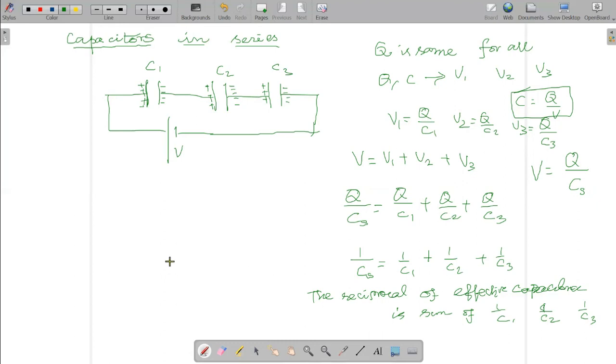And one more important thing you should understand: the effective capacitance is lesser than C1, C2, and C3. It is lesser than the individual capacitors. It will be less than C1, less than C2, less than C3, less than all of them, because they are connected in series. Since you know the formula, because of taking reciprocals, the effective capacitance is lesser than the least value of the individual capacitors. So this is capacitors in series.